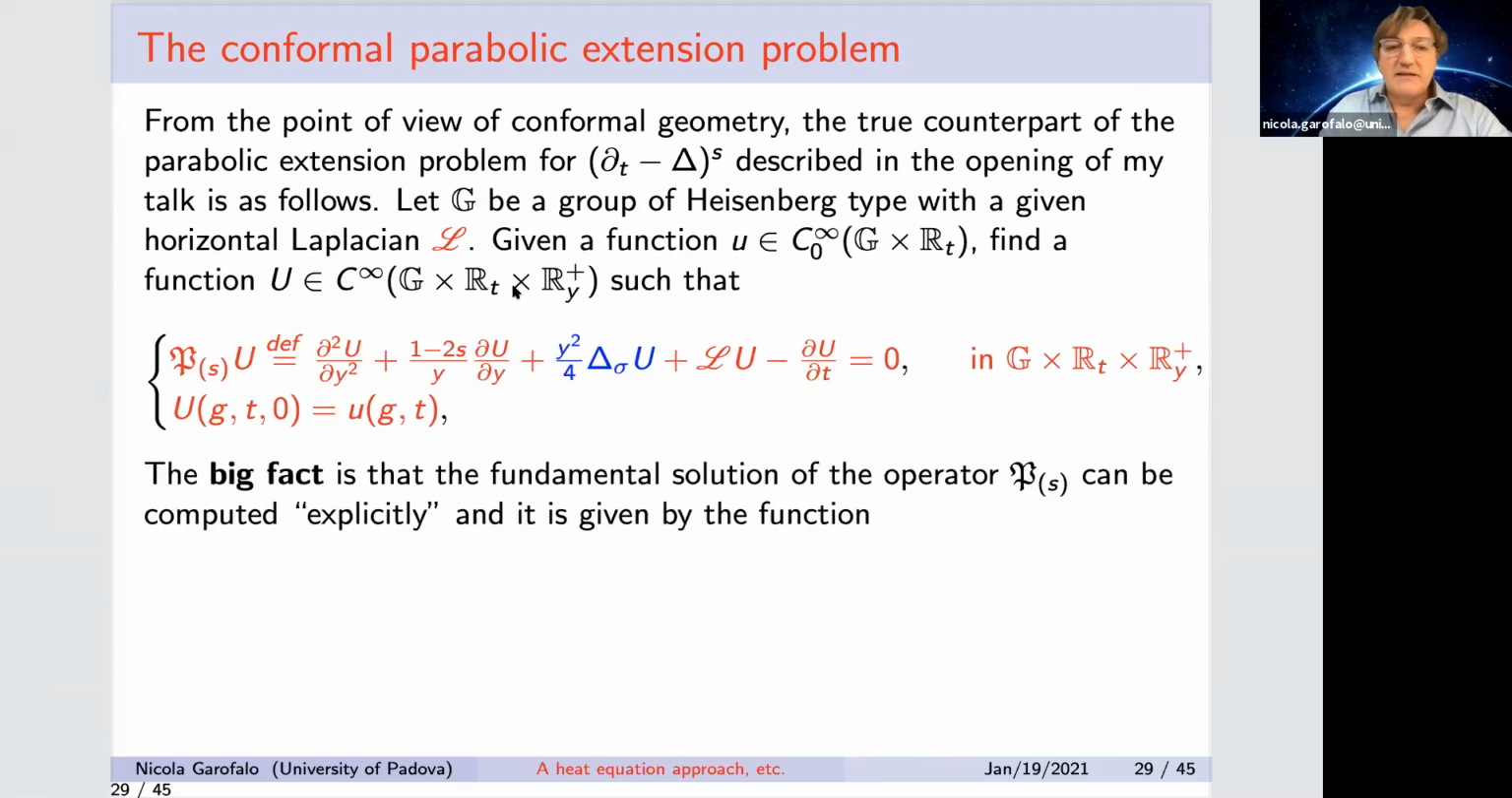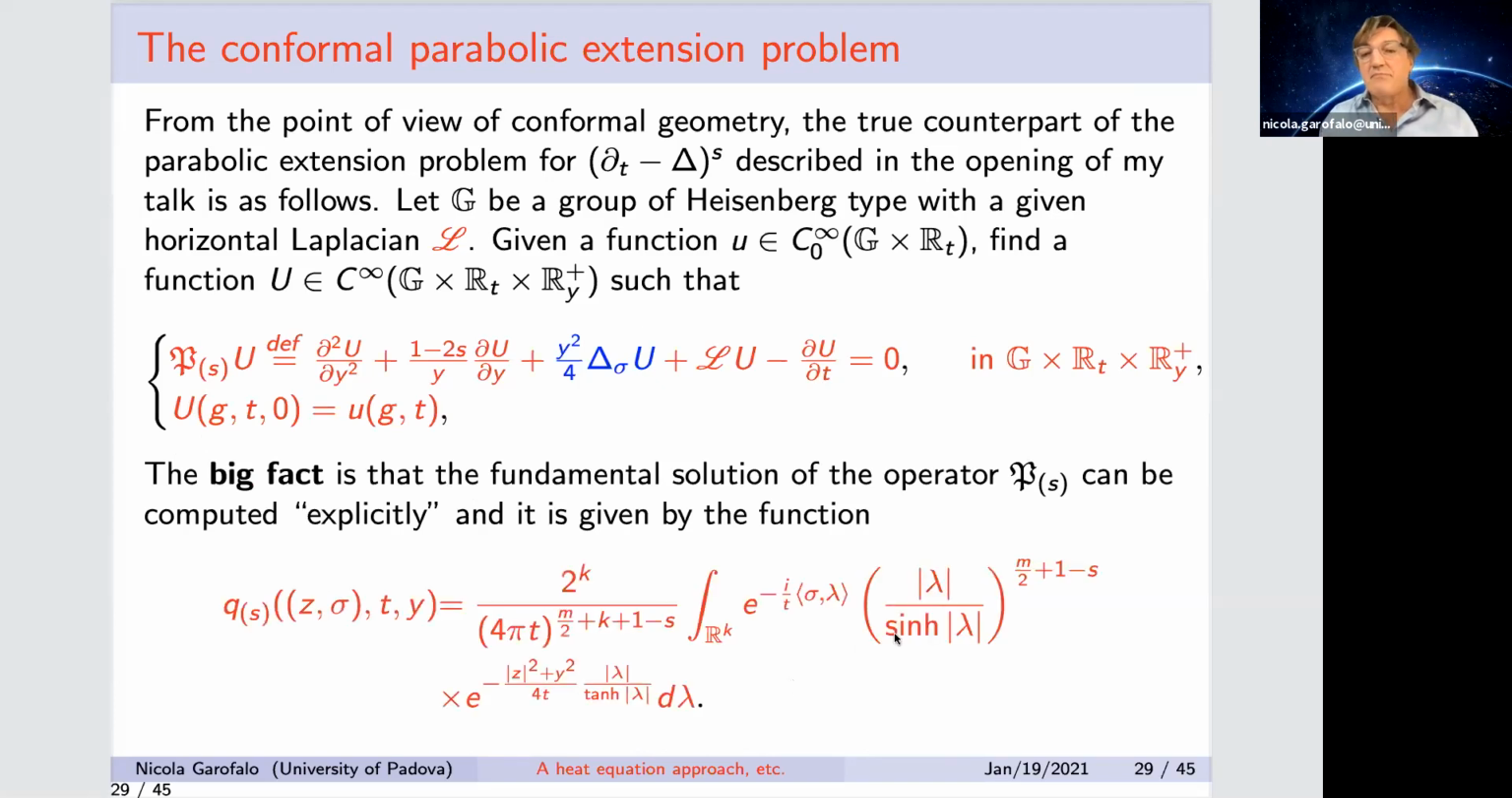So the big fact here is that the fundamental solution of this operator P lower S can be computed explicitly and is given by this formula, explicit up to an integral. You see there is a Fourier integral here in the vertical layer. So this is the vertical layer of the Lie algebra, but it's an integral. You can work with it.